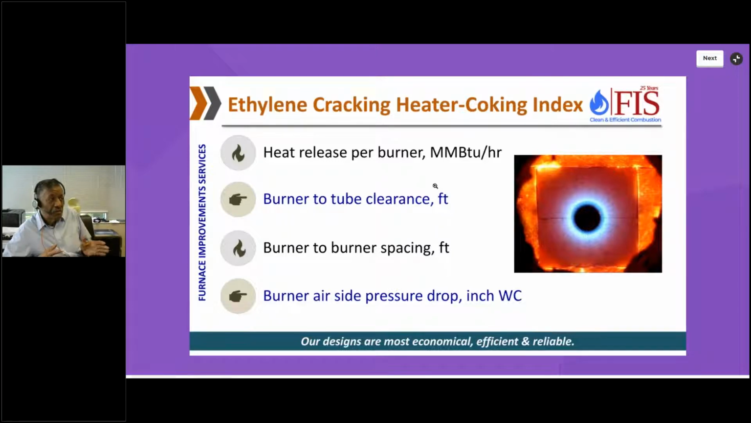The 4 parameters we want to talk about start with the heat release per burner, how big your burner is, then the clearance between the burner and tube, and the burner to burner spacing, how your burners are spaced, and then the burner air side pressure drop. And we'll talk about these. We think these are the 4 parameters. If you focus on these, you will be able to reduce the coking in your cracking furnaces.